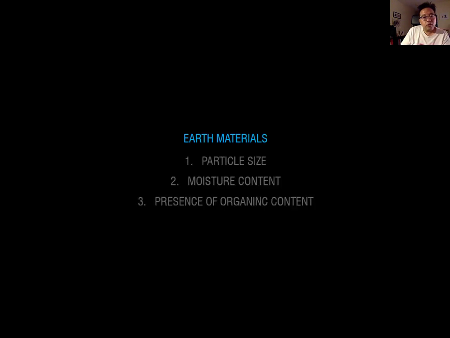Okay, so first, to design the foundation and to know about the building location, we have to understand the earth material. To find stable soil and earth, we have to consider earth material depending on the particle size, moisture content, and presence of organic content. Okay, so let's look at the particle size first.